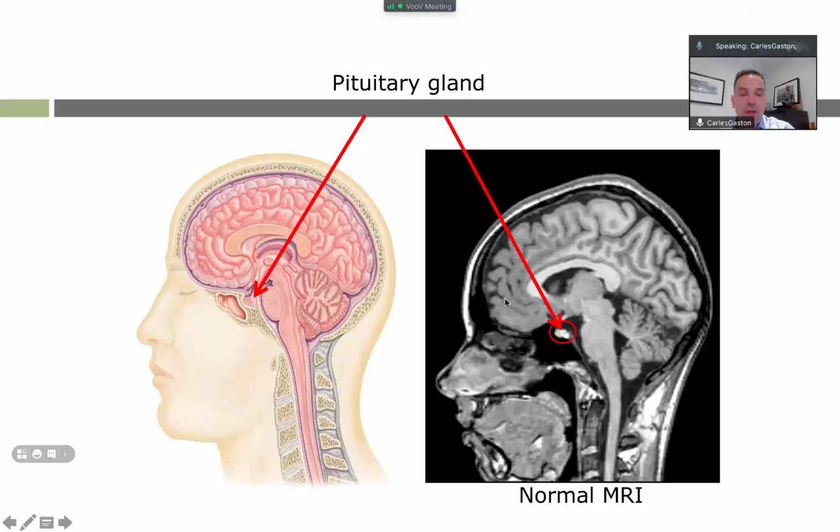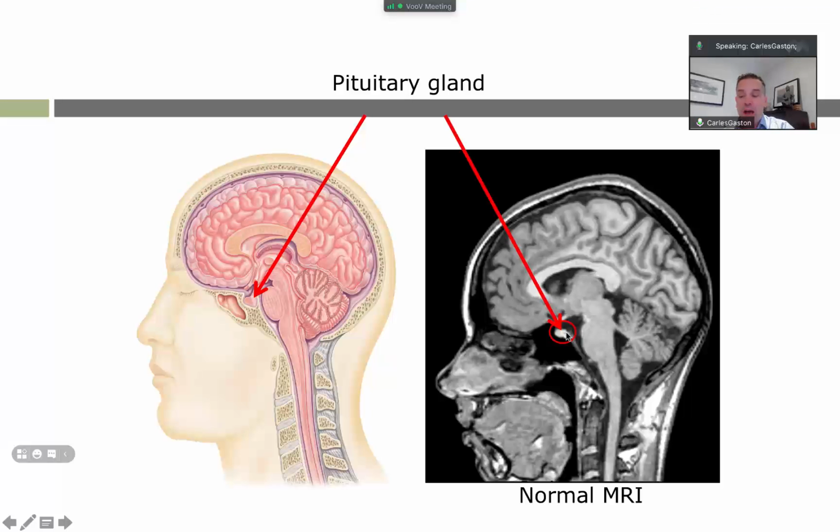This, on your right, is an MRI image of a healthy patient, showing the pituitary gland. You can see here very well the brain, the cortex, the corpus callosum, the cerebellum, and in this really bright spot, this is where the pituitary is.